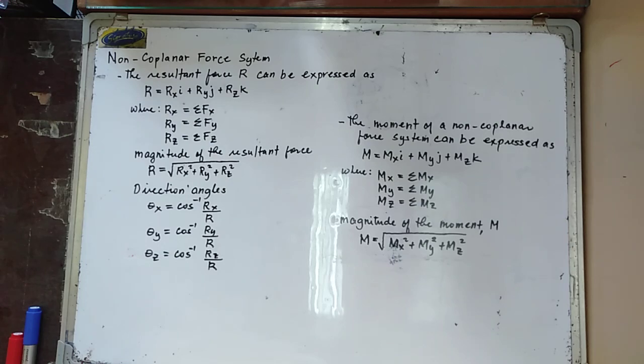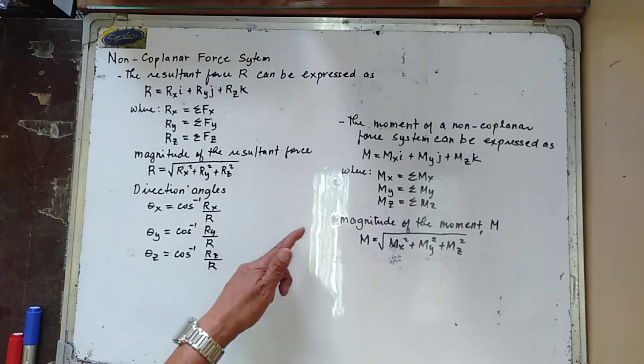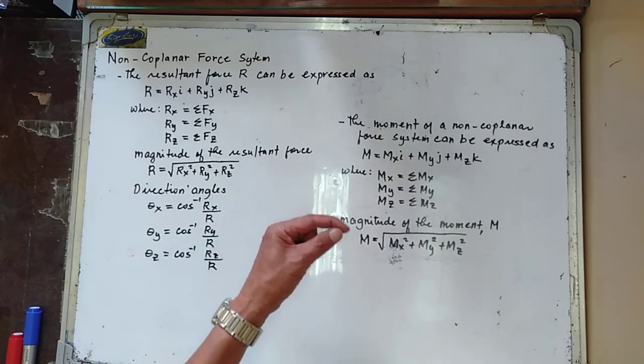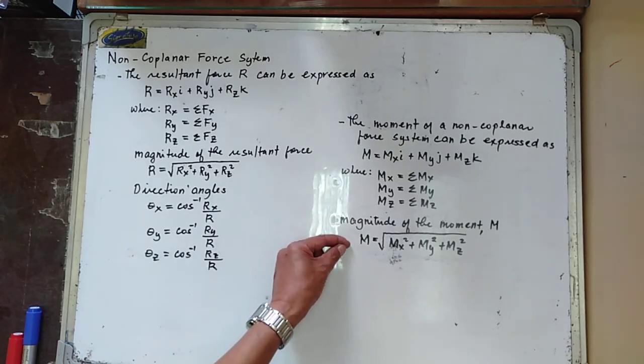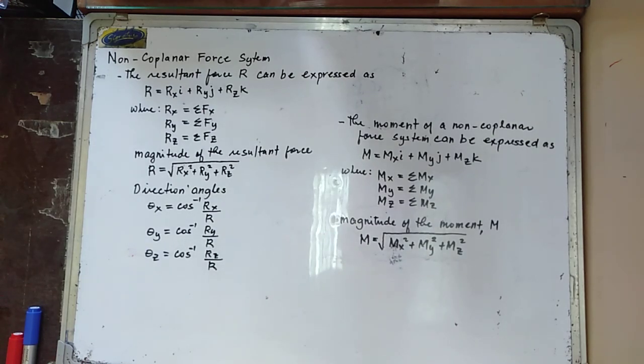This states that the resultant couple moment of the system is equivalent to the sum of all couple moments plus the moment of all the forces about any reference point. And the magnitude of the moment is equal to the square root of Mx squared plus My squared plus Mz squared.